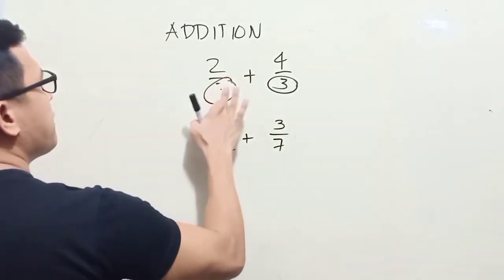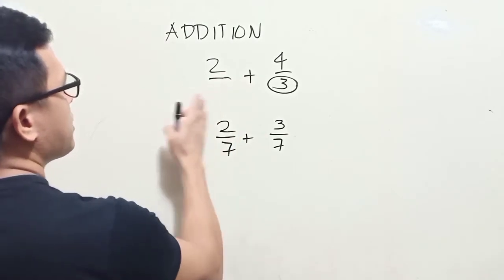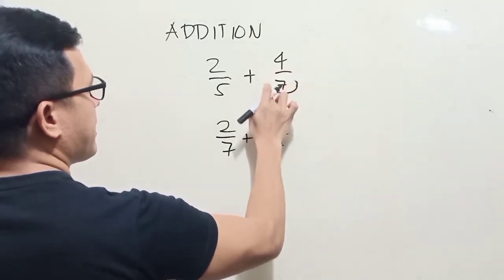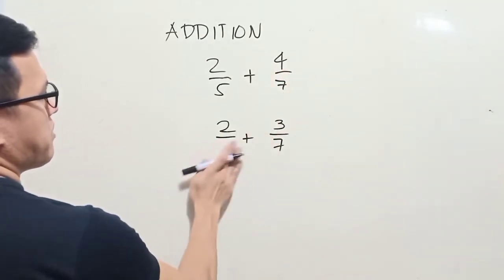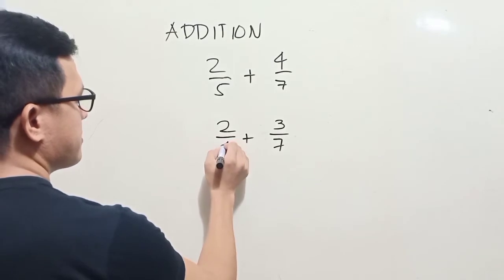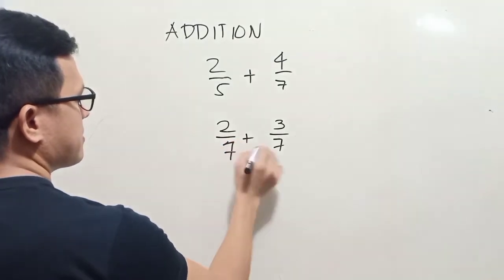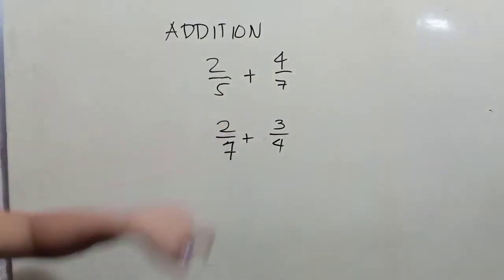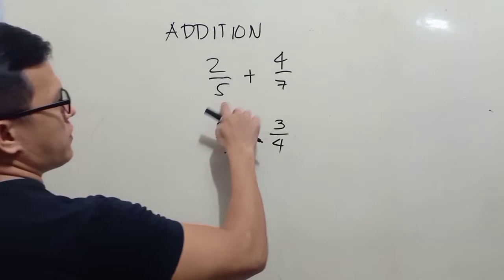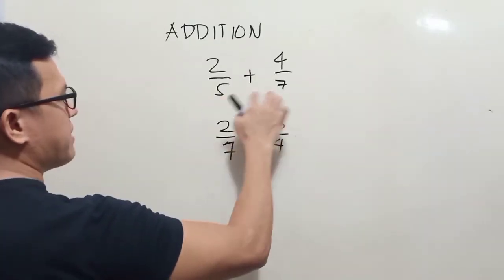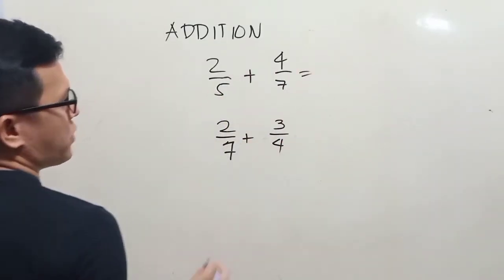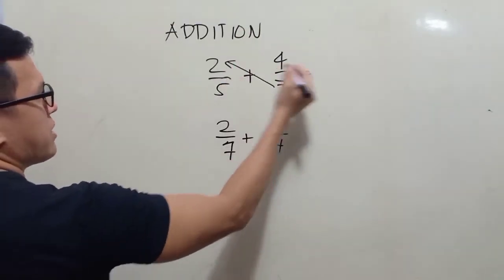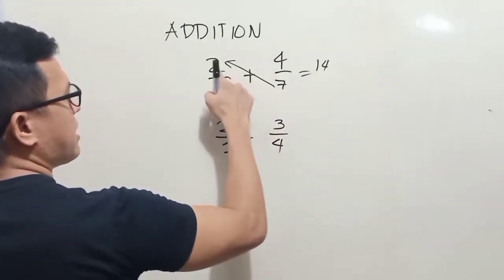Now, if they have different denominators, say 2/5 and then 4/7, this is the example. Adding fractions with different denominators, look at this. We cannot just simply copy 5 and 7. What you're going to do is cross multiply. So 7 multiplied by 2, that's 14. 7 times 2 is 14.